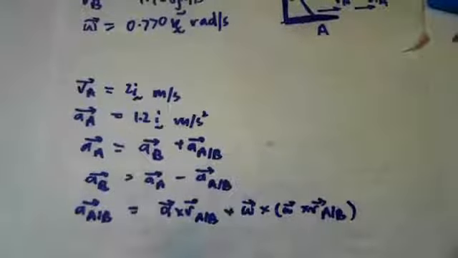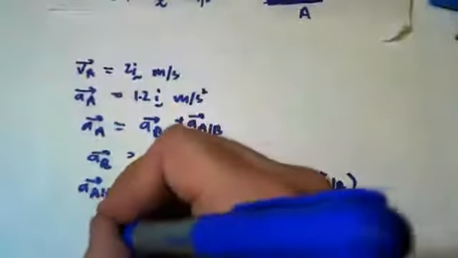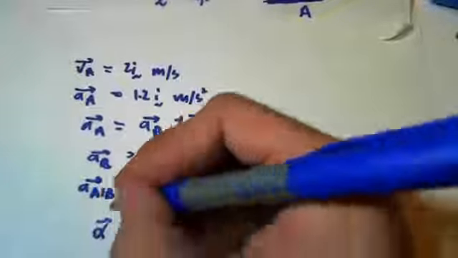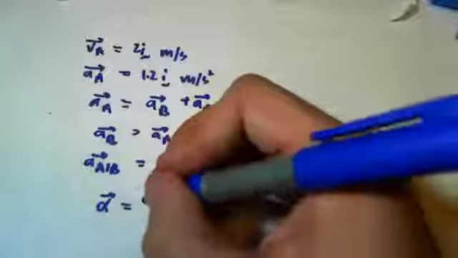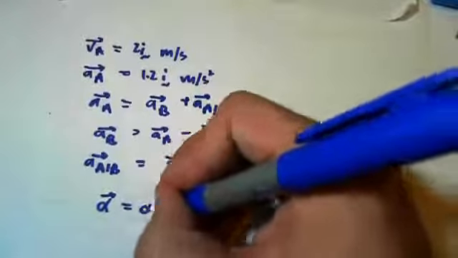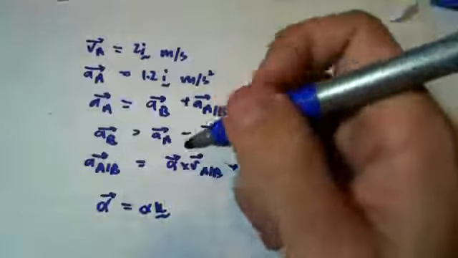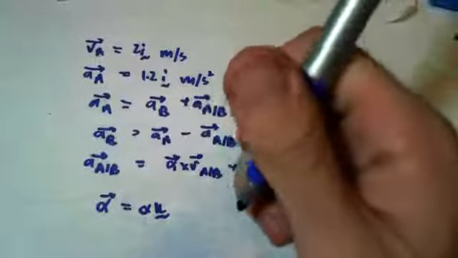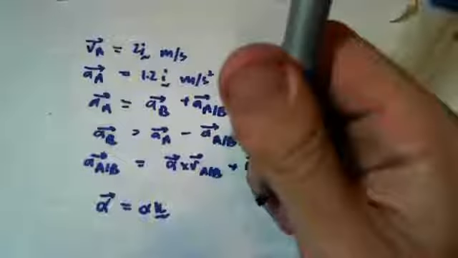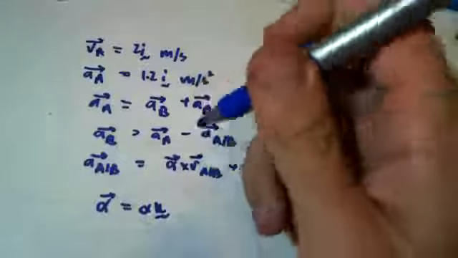Now, seeing as we already know that our omega is 0.770 k radians a second and our alpha term is unknown, the first thing I think we should do is write our alpha in terms of what it will be. So it's a positive rotation, so a counterclockwise rotation, so alpha k. And we don't know that yet, but we do know that it's in the k direction, because rotation in 2 dimensions is always out of or into the page.